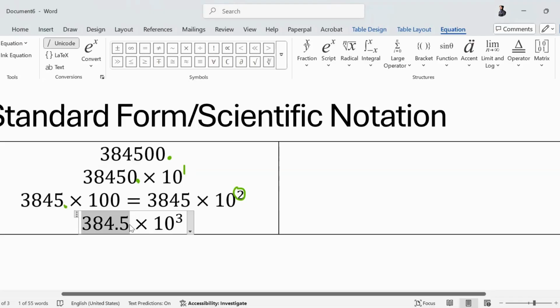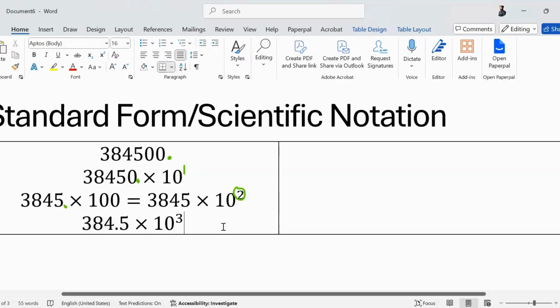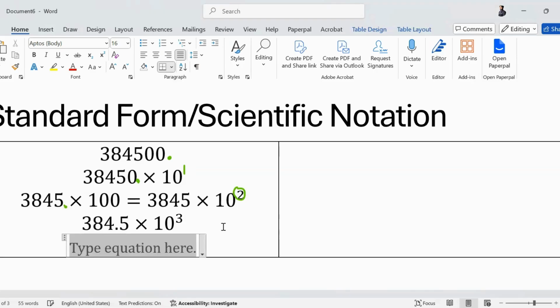So if we are making this number smaller, what is happening to the power of 10? It is increasing so that the overall value does not change. Number को छोटा करेंगे तो 10 की power बढ़ जाएगी, so that the overall value does not change. Any other way of writing the same number? बताओ.